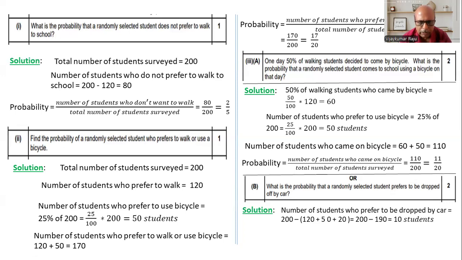So for probability, number of students who prefer car by number of students surveyed is 10 upon 200, that is 1 by 20. Okay, this was the first question for 4 marks. So 2 plus 2, 4. Okay, 1, 2, 3, 4. That's all. This is an option. You may solve it or leave it.